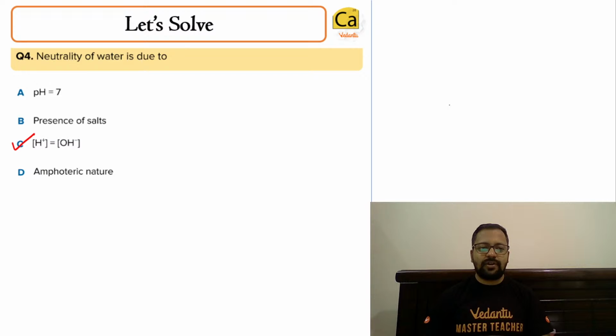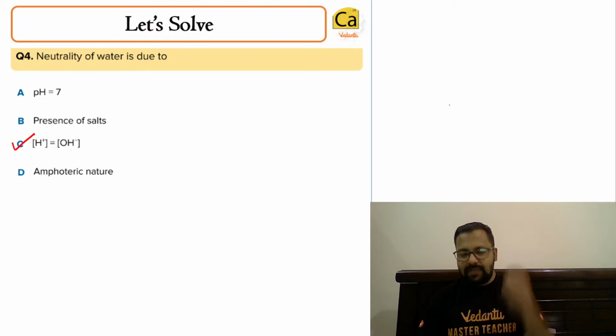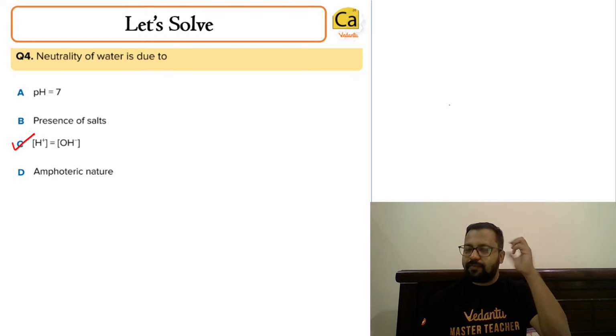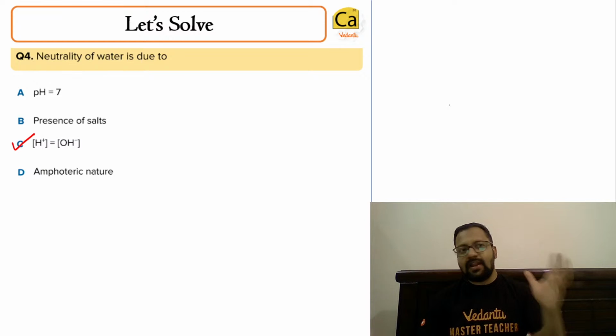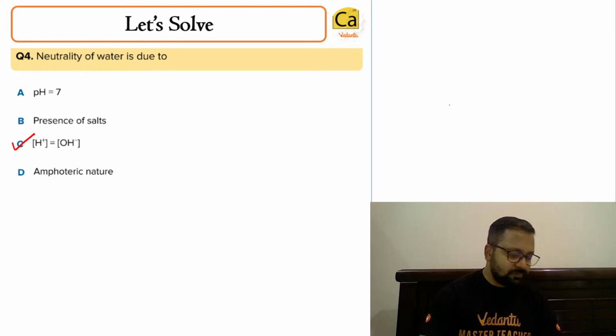The neutrality of water is due to H plus being equal to OH minus ions. People who are writing it as D, amphoteric nature, no. Amphoteric nature only tells us that it is capable of giving out H plus and capable of accepting H plus. But the meaning of neutrality is a specific condition when the H plus ion concentration is equal to the OH minus ion concentration.